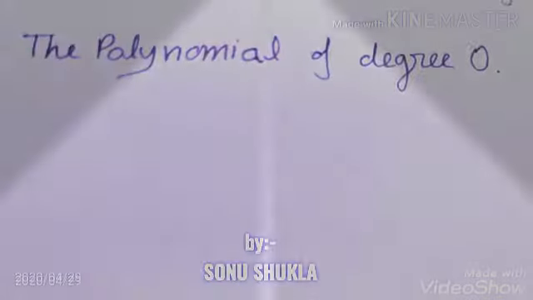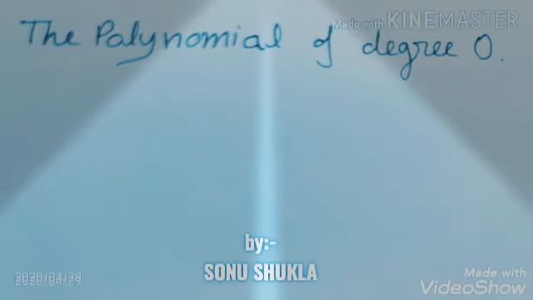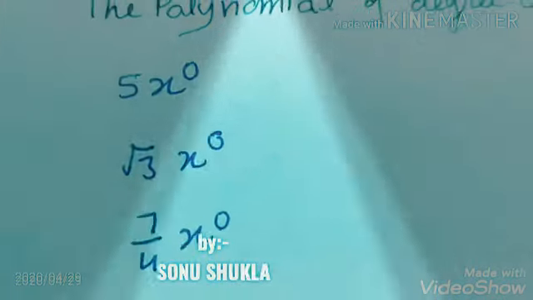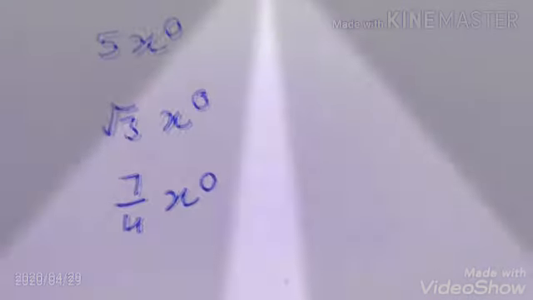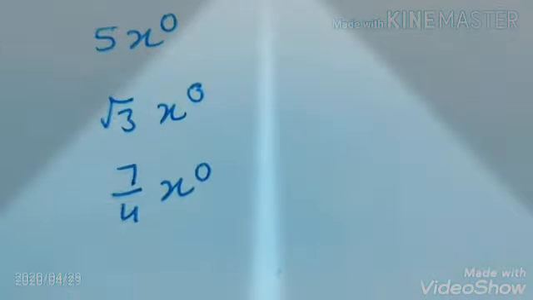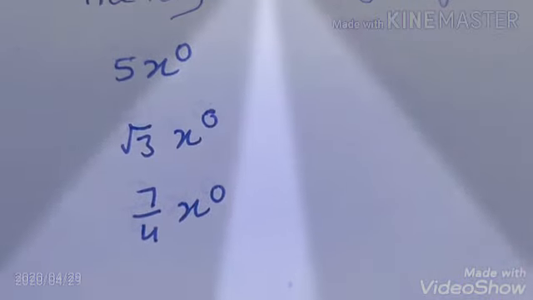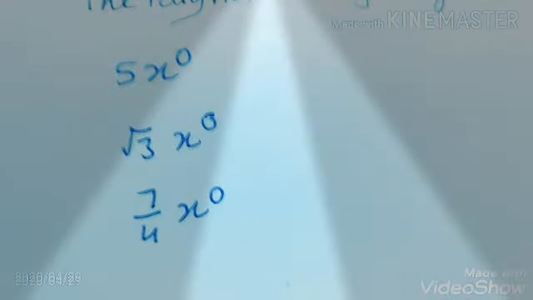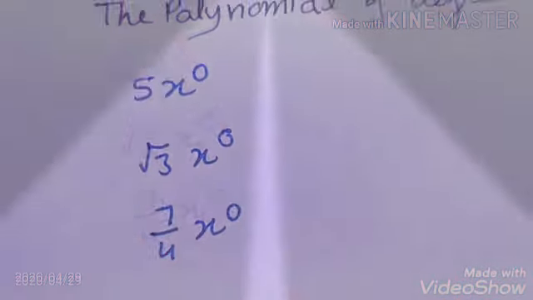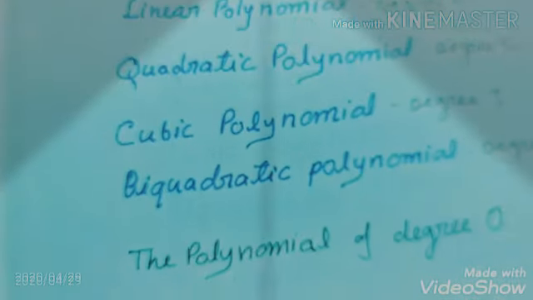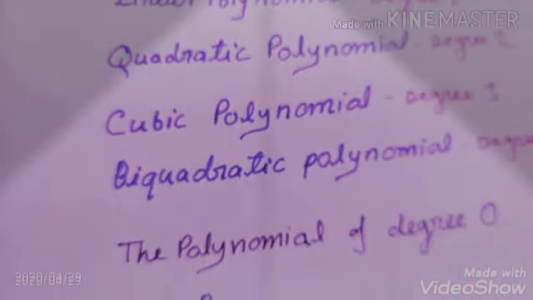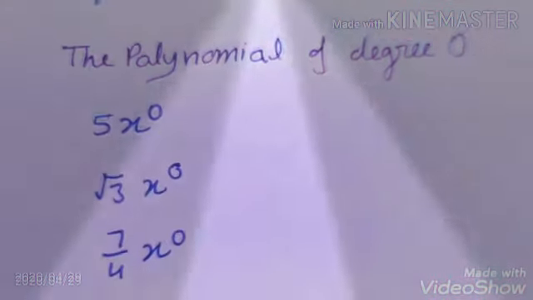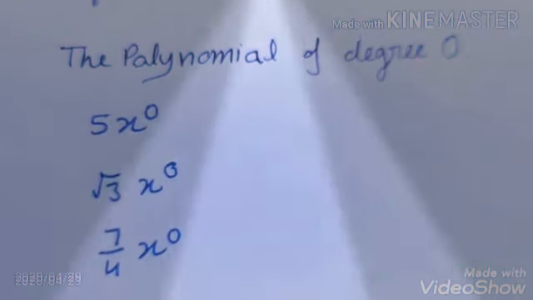The polynomial of degree 0, let's take some examples of this. So these are some examples of the polynomials of degree 0. 5x raised to the power 0, 3x raised to the power 0, 7 upon 4 into x raised to the power 0. So these are the polynomials of degree 0. If there would have been degree 1, we would call it linear polynomial. If there would have been degree 2, we would call it quadratic polynomial. Degree 3, cubic polynomial. But there is degree 0. So what will we call it? Let's wait for some time.